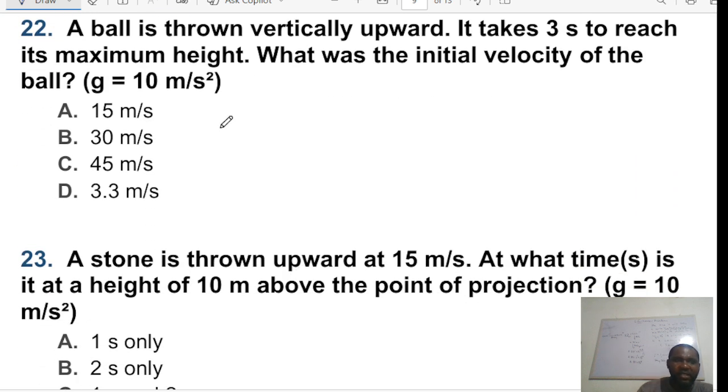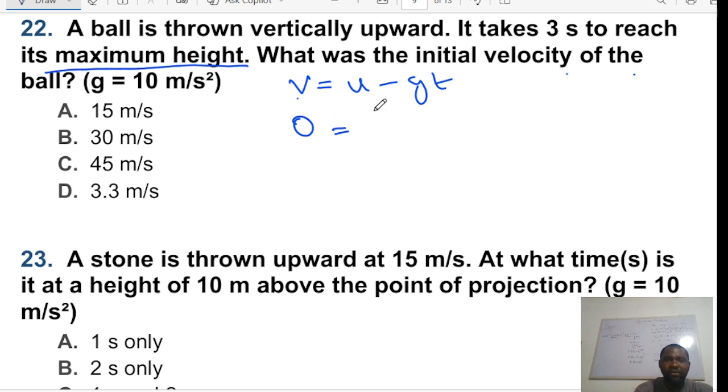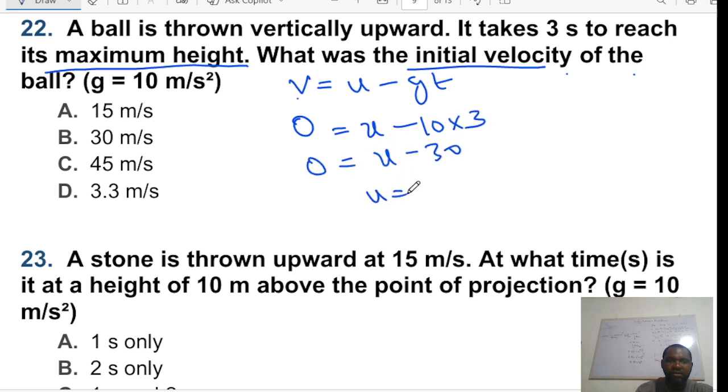Now the next one says a ball is thrown vertically upward. It takes 3 seconds to reach the maximum height. What was the initial velocity of the ball? Very easy. We use v equals u minus gt. Our v is 0 at maximum height, since that's what we are interested in. Our u is what we are looking for, initial velocity. Then minus g is 10. Then t, the time, is 3 seconds. So 0 is equal to u minus 30. So u is going to be equal to 30 meters per second. Quite easy. So the answer to this is B.